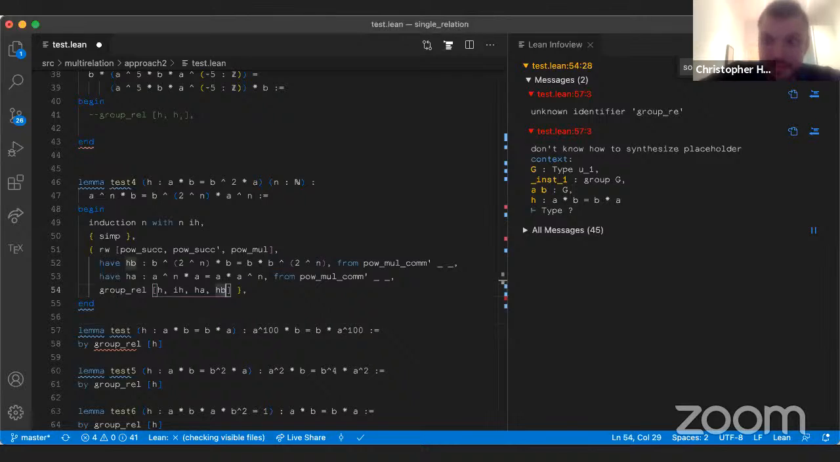How do I do that? Zoom, stop share screen.